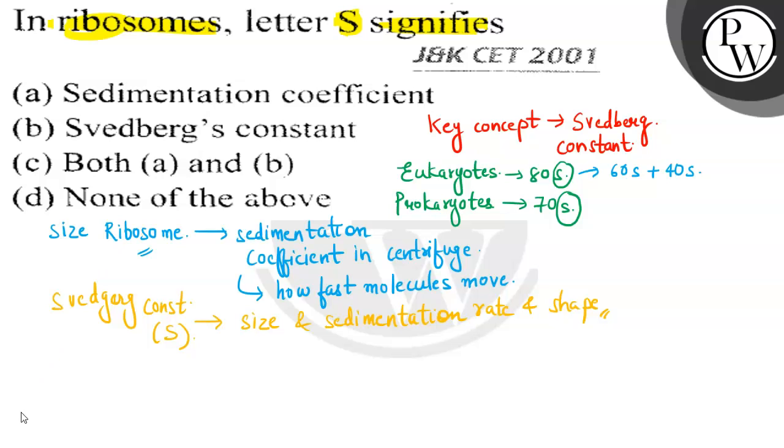So from this we can conclude what? We can conclude that the letter S in the ribosome basically denotes the Svedberg constant, or we can say the sedimentation coefficient, because these two terms are the same and they are basically governing the size of the ribosome. That's why the correct answer here will be option C, that is both A and B. It means both the sedimentation coefficient and Svedberg constant signify the letter S in the ribosome.